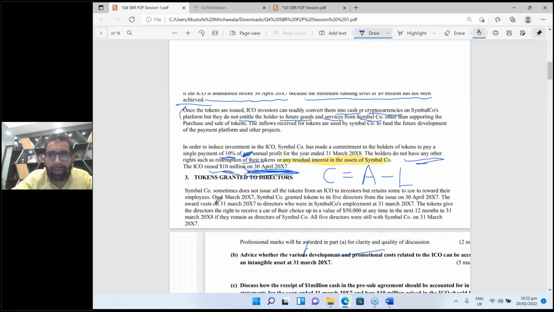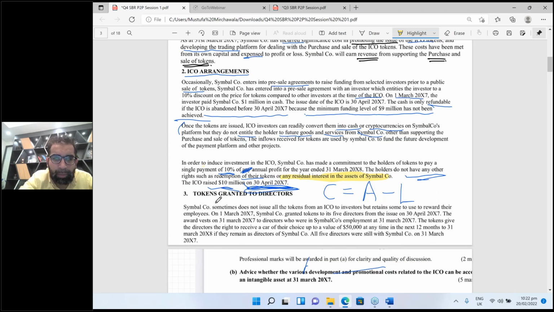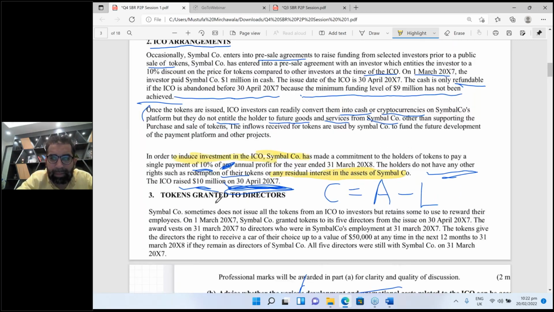See, you may ask, sir, what about this thing? In order to induce investment, this company has made a commitment to the holders of the tokens to pay a single one-time payment, not every year, of 10% of annual profit for the year ended 31st March X8. That means if we get profit this year, then we have to pay, otherwise no. So it's like a contingent liability.